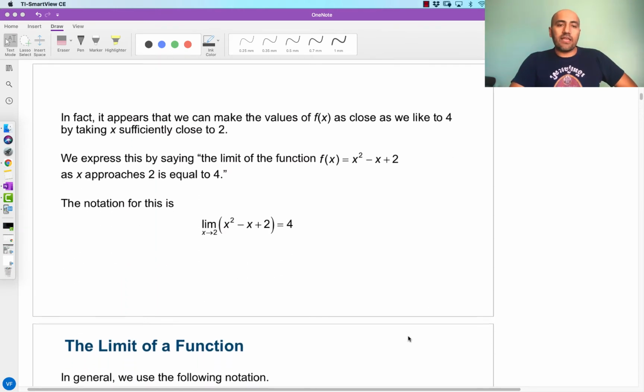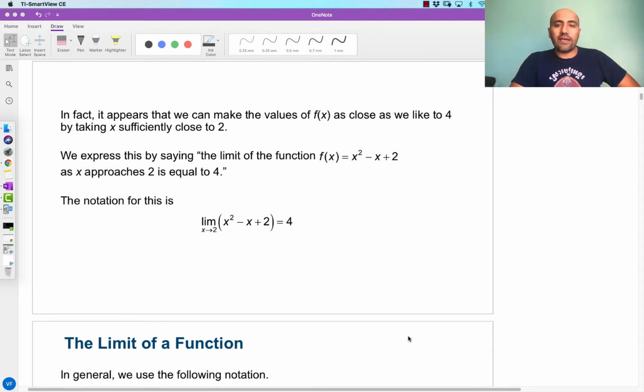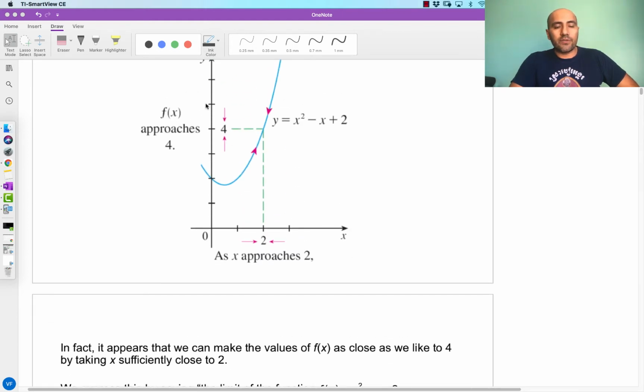So, in fact, it appears that we can make the value of f of x as close as we like to 4 by taking x to be sufficiently close to 2. So in other words, if we look at this in reverse and we go, okay, well, what's it going to take to get really, really close to 4? Like, I want to be within 0.1 units of 4. Let f of x, I want to figure out what value of x would result in an output value that's incredibly close to 4. Then you can kind of reverse engineer this and go backwards and figure out how close the input needs to be to 2 so that the output is sufficiently close to 4.